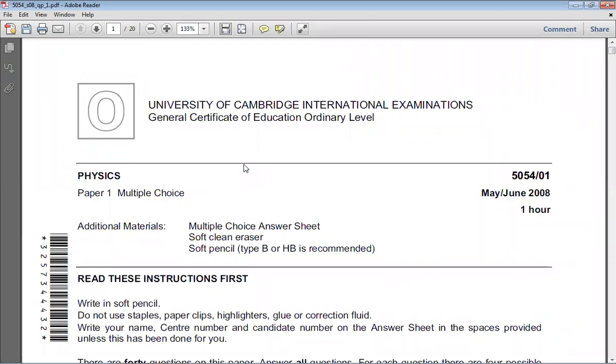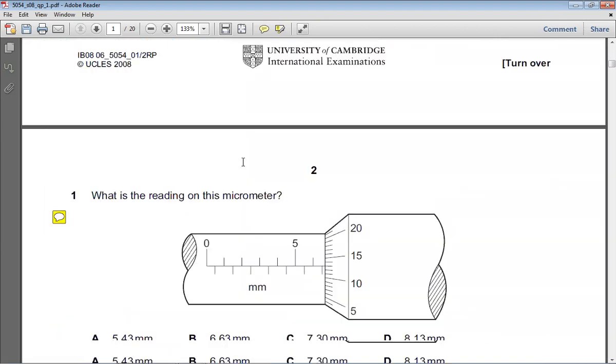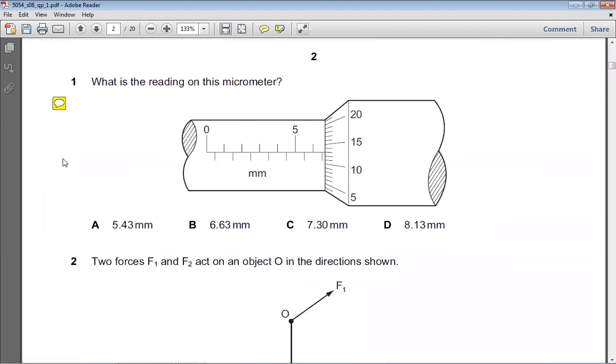May-June 2008 multiple choice question. Physics 5054 and O levels physics. Time allowed 1 hour, 40 questions, and you have to do them. What is the reading on the micrometer?